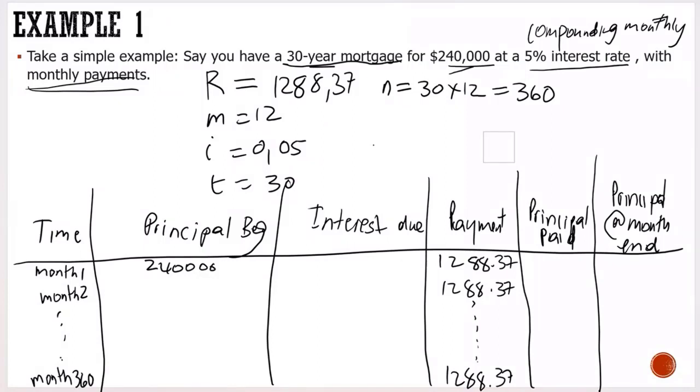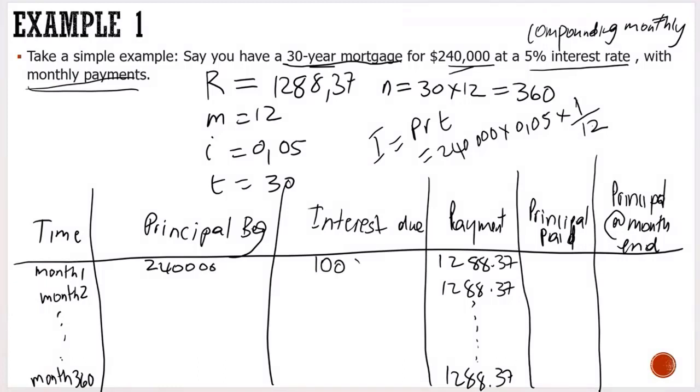Your P for this month is 240,000, multiplied by the interest of 0.05, multiplied by your time. This is only for 1 month, so it's going to be 1 month divided by 12, because we are only getting interest for a period which is less than 12. So we divide by the number of compounding periods. This is the month, which is 1/12. So you get that your interest due is equal to 1,000.